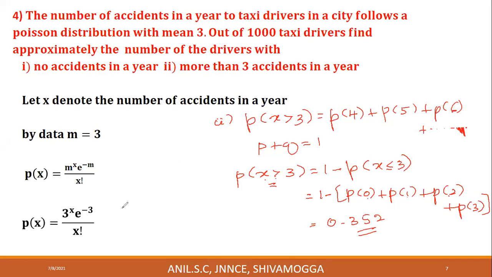And required is, this is with respect to each driver. There are 1,000 drivers. Therefore, required is 1,000 into this. I got it 0.350, but you got it 0.352. If it is 0.35, we get 350 drivers. If it is 0.352, we get 352 drivers.